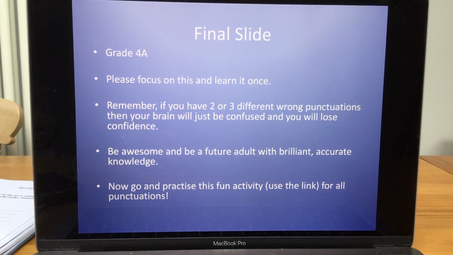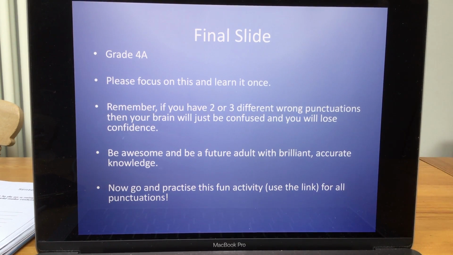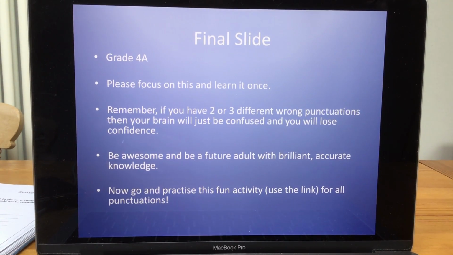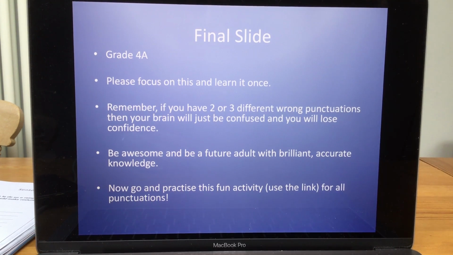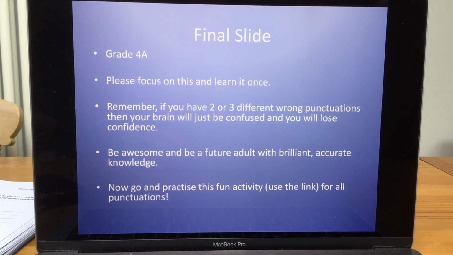You can do this. You can all be experts at this. This is not rocket science. This is not something complicated. It's something you can tick off your list and say, I know it. I can do it. I don't need to think about it. I've learned it. So learn it once and learn it forever, okay? Again, don't confuse your brain. You want to be confident. You get confidence from doing things correctly, okay? So do this correctly. Be awesome.